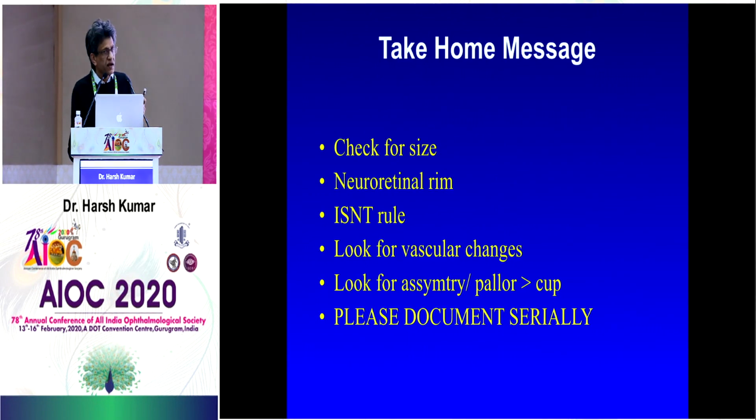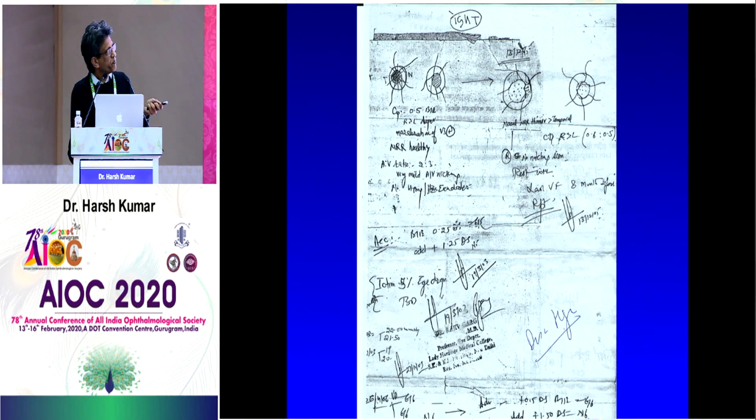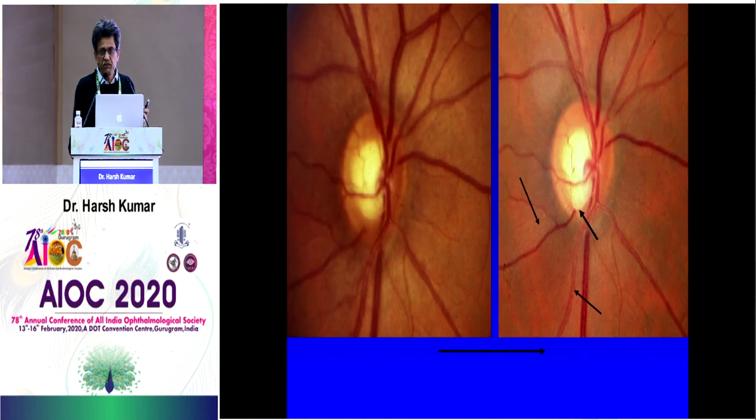So the message is, check for disc size. Like we have said, otherwise you are investigating when it is not required. Look at the neuroretinal rim, look at the ISNT rule, look for vascular changes, look for asymmetry and the pallor of the cup. Please document serially. Not necessarily that you do a fundus photo. There are people who just make plain diagrams by hand, and they can judge that the cup is enlarging and some notch is forming over there. So I'm proud of such people who do keep serial records, even if all they have is paper and pen. Okay? And thank you very much for a patient hearing.